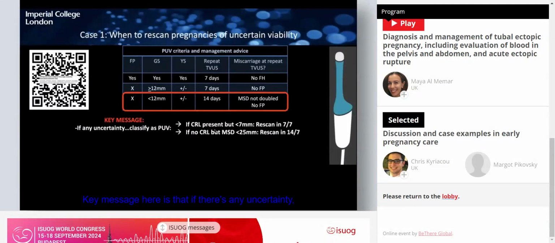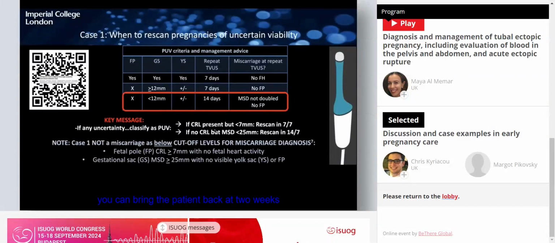Key message here is that if there's any uncertainty, classify it as a pregnancy of uncertain viability. And a handy rule of thumb is that if you can see a fetal pole that's less than 7 millimeters, bring the patient back for follow-up in 7 days. If there's no fetal pole, but a mean sac diameter that's less than 25 millimeters, you can bring the patient back at 2 weeks for a diagnostic scan. And just to emphasize that the patient ultrasound that we've just seen is not diagnostic for miscarriage, because it does not meet the miscarriage diagnosis criteria which are set out below.